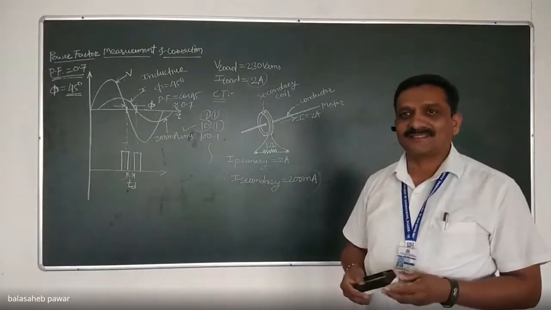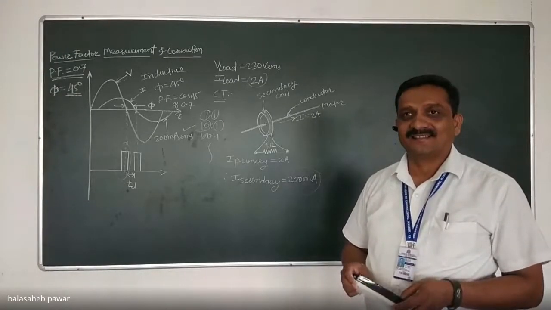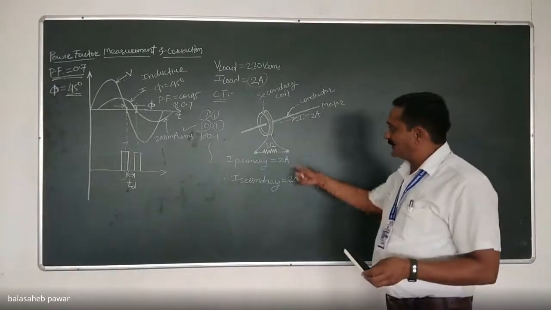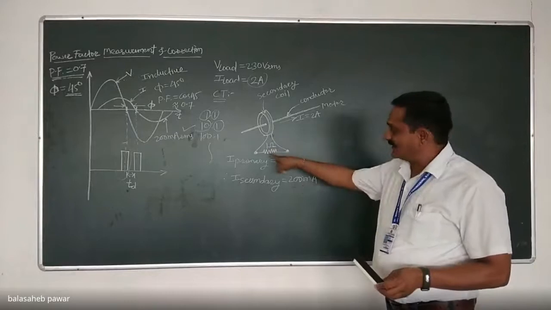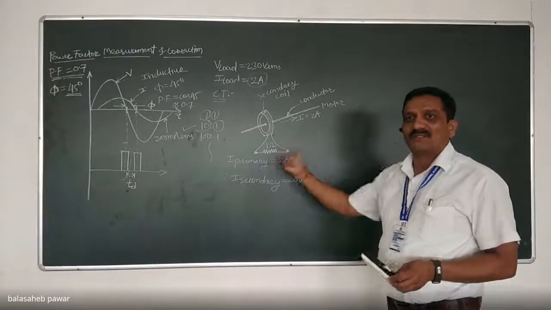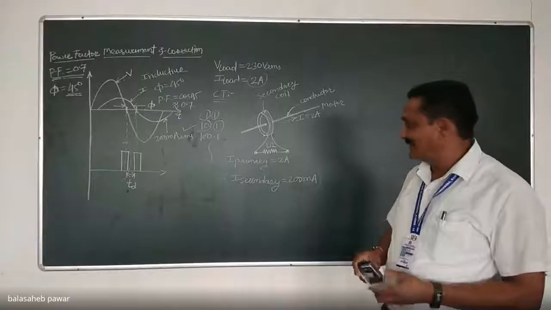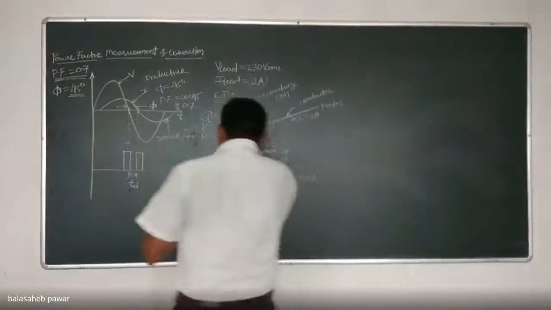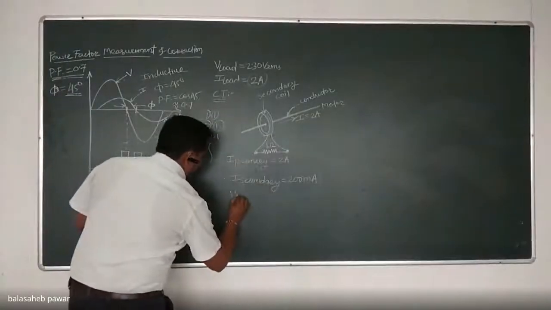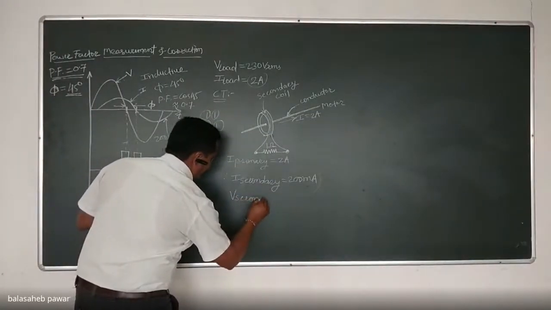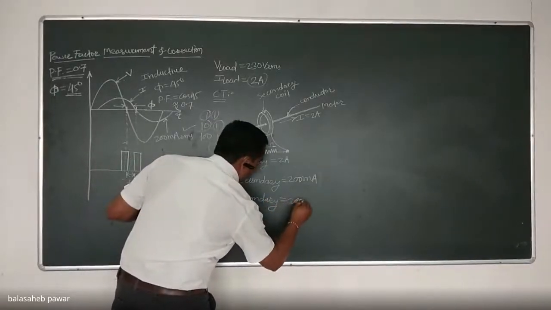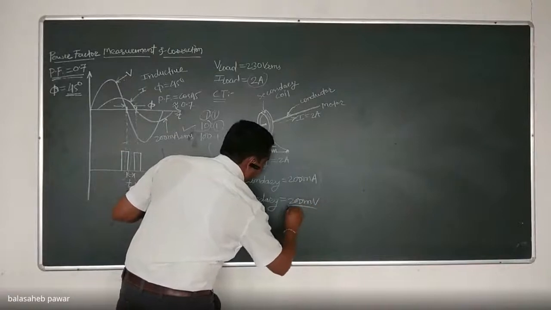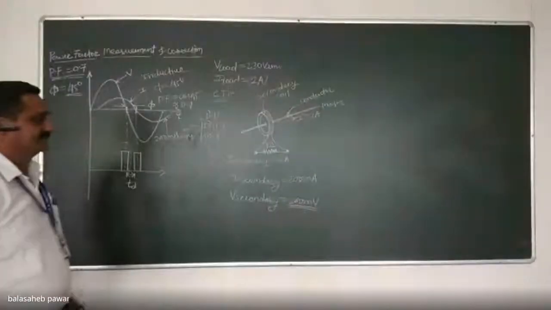So simple question. Current flowing through that 1 ohm is 200 milli, right? The resistance of that resistor is 1 ohm. So how much will be the drop? V equals IR. So the voltage across the secondary, we can say, will be equal to 200 millivolt. Agree?